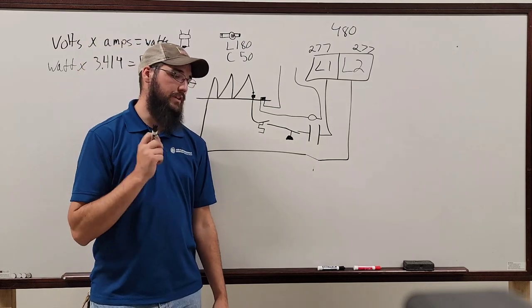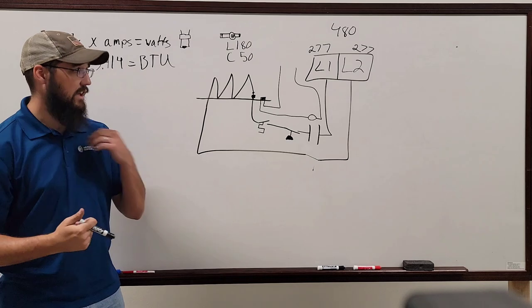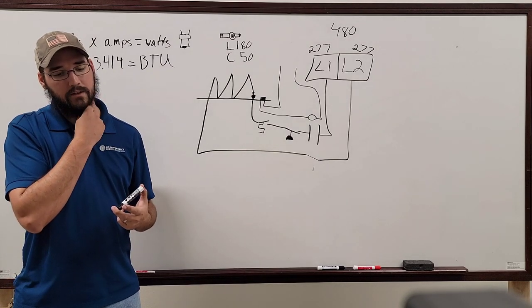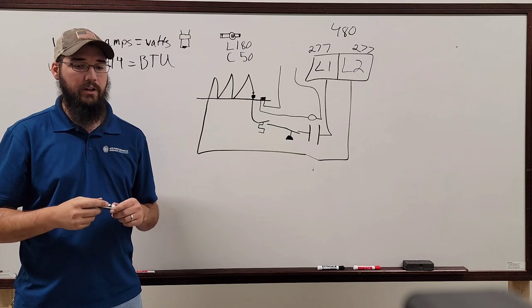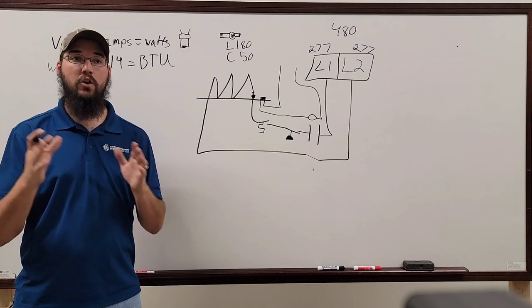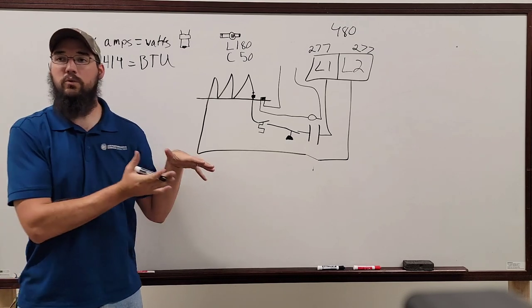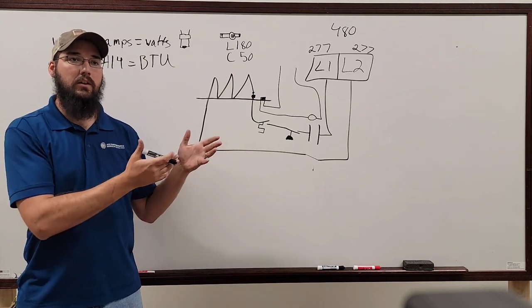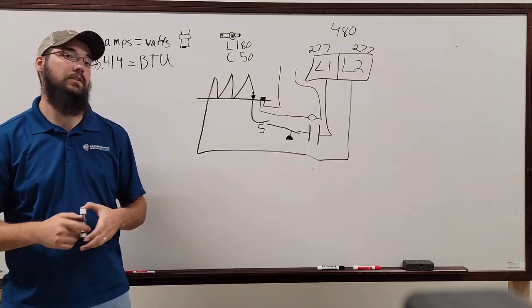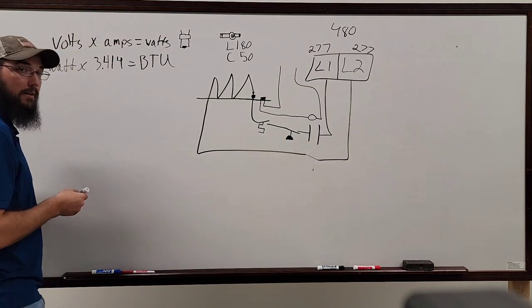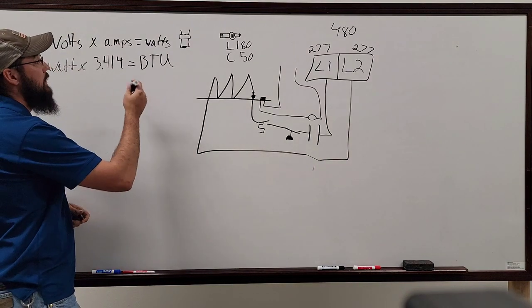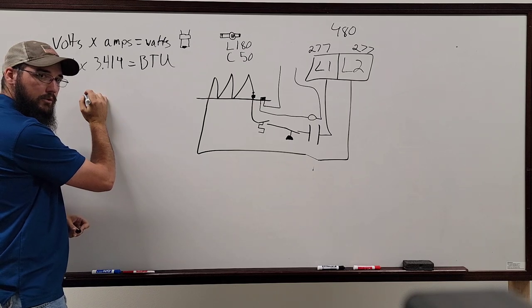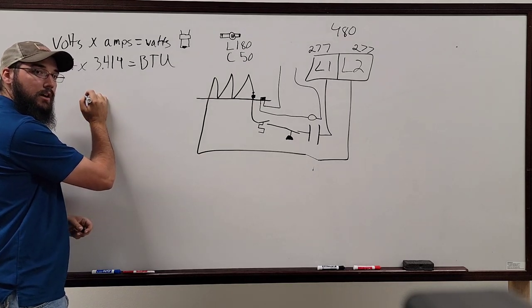If you didn't have a tag available, and say one of these heaters failed or burned up, it'd be a little tricky. You could take a resistance reading and then know your volts, and then through Ohm's law, work your way in reverse to get to the watts or the kW, which is kilowatts. So you would take your resistance and divide it into the volts, and that would give you your amps, and then that would give you your watts.